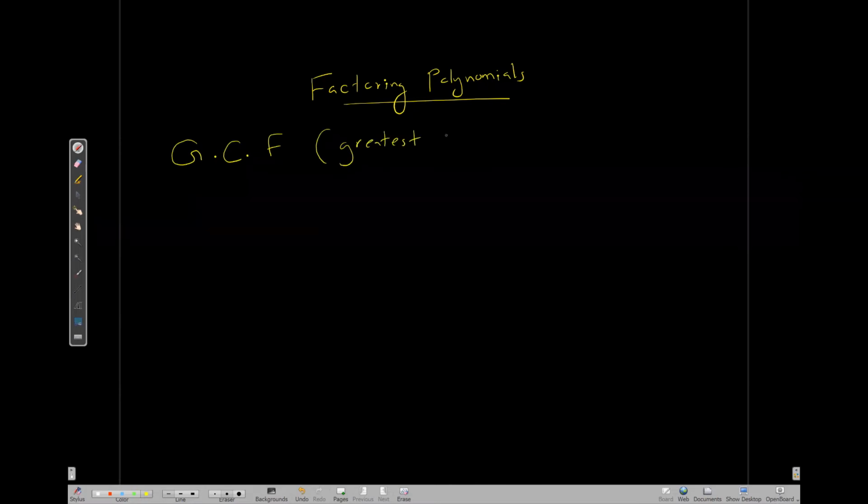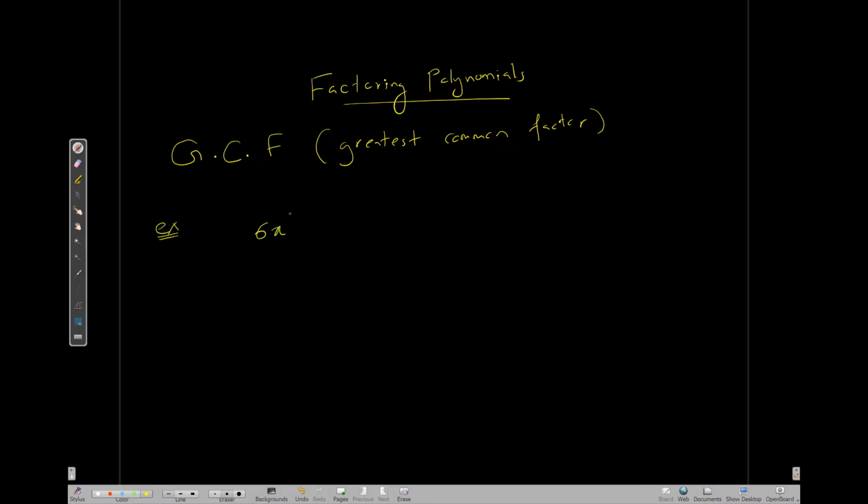Today we are going to talk about factoring polynomials. Now, first technique, factoring by greatest common factor. You can extract the greatest common factor and factor it out. So this is the easiest way. So let's see some examples.